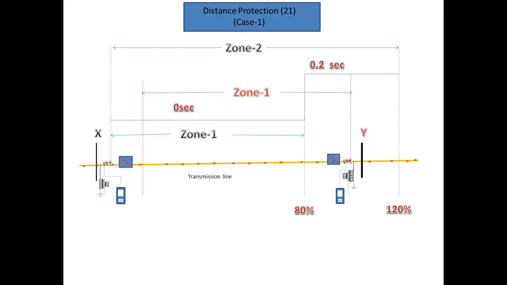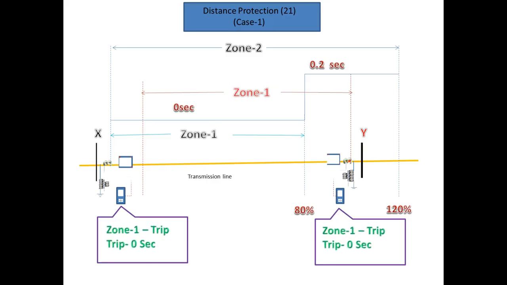Case 1. Let us consider a fault on my line which is below 80%. If we see here, in this case, for me it is a zone 1 fault, and for my receiving end also it is a zone 1 fault. Now I trip at 0 seconds and my opposite relay also trips at 0 seconds. In this case, my line is protected 100%. Good. We can go for the next case.